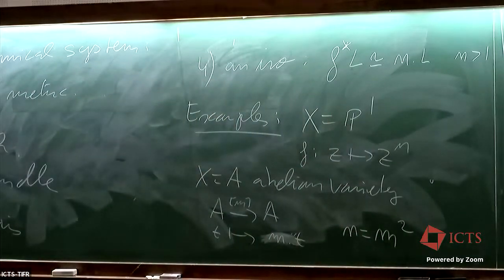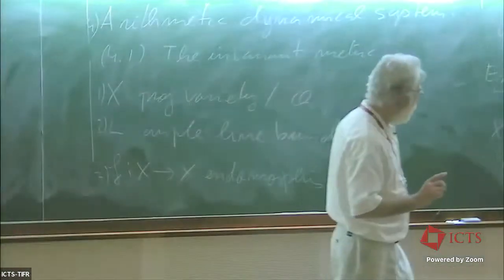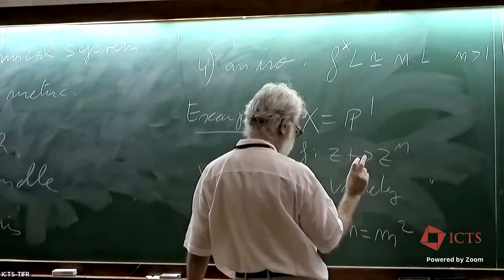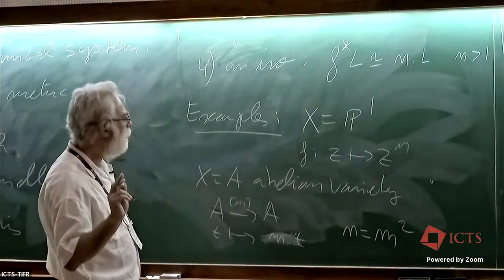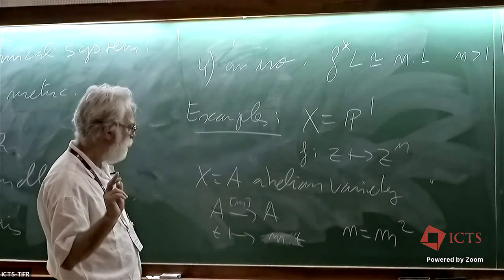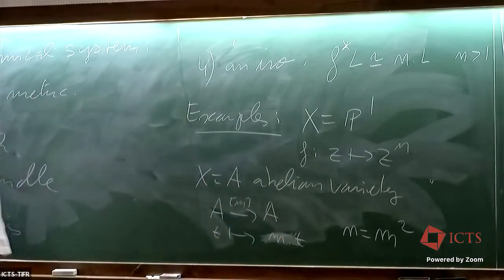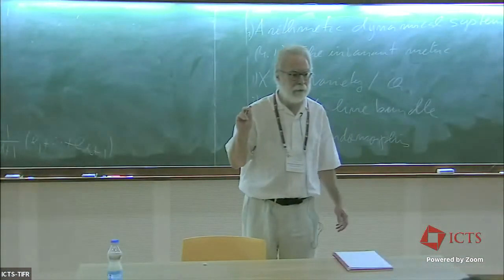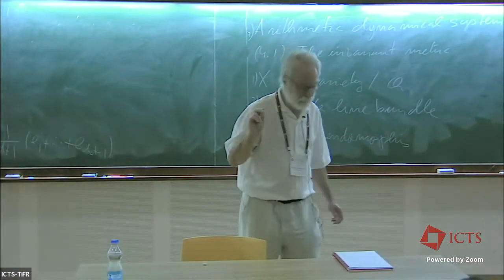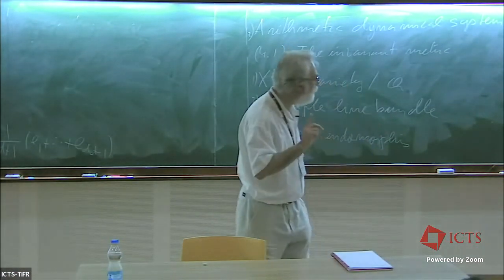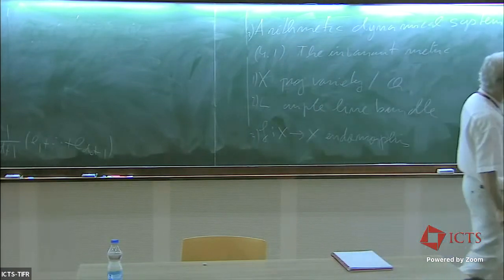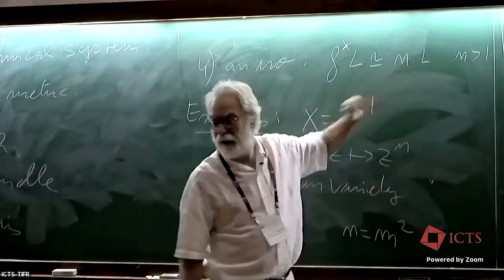Now, if I have an arithmetic system like this, I can easily see that the line bundle satisfies this property with the theta divisor. So I take the theta divisor and then it satisfies this property. But I am not yet saying the degree. This N is not the degree. Let's compute the degree.